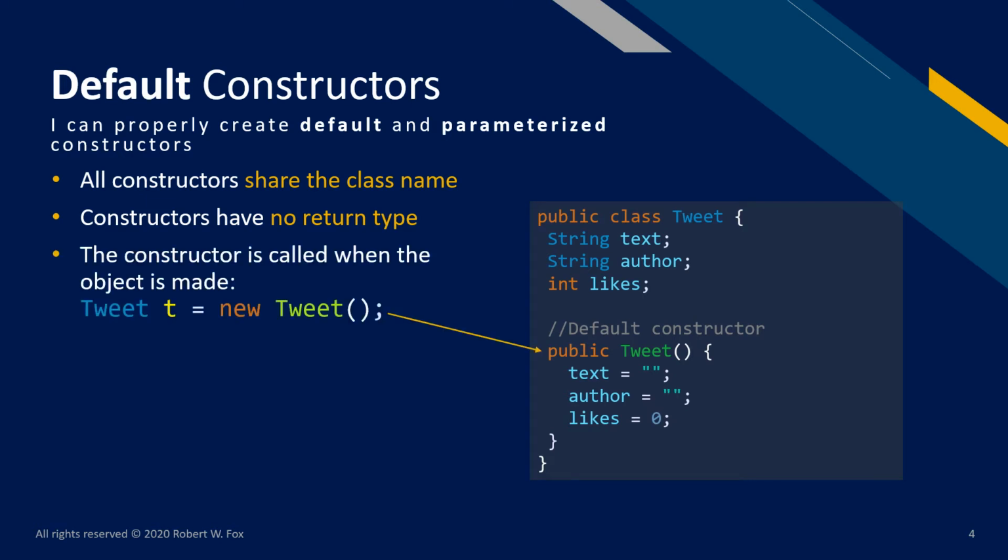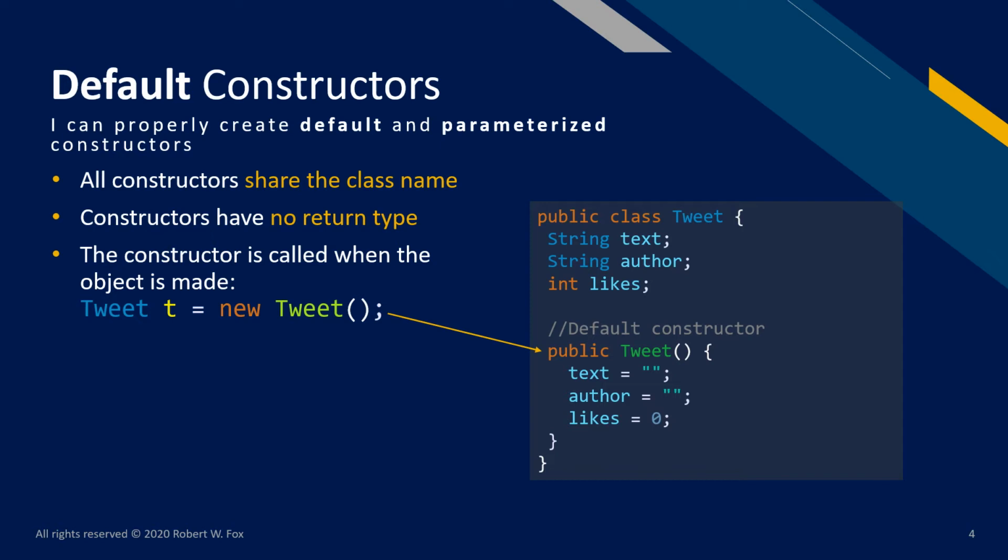Then what happens is when we create the object, Tweet t equals new Tweet, the constructor method is called. In fact, the actual call to the constructor method happens right here, and that's why you see this empty set of parentheses, because I am indeed calling a method. The purpose of the constructor, as we said before, is often to initialize the instance variables. You can see we set the text instance variable and author instance variable to an empty string, and we initialize the likes variable to 0.